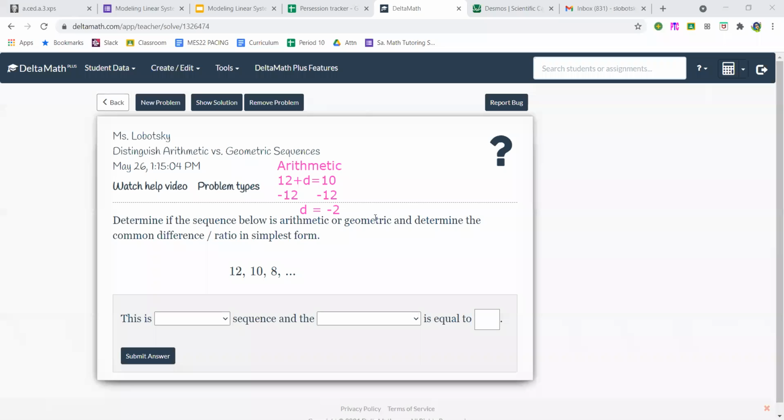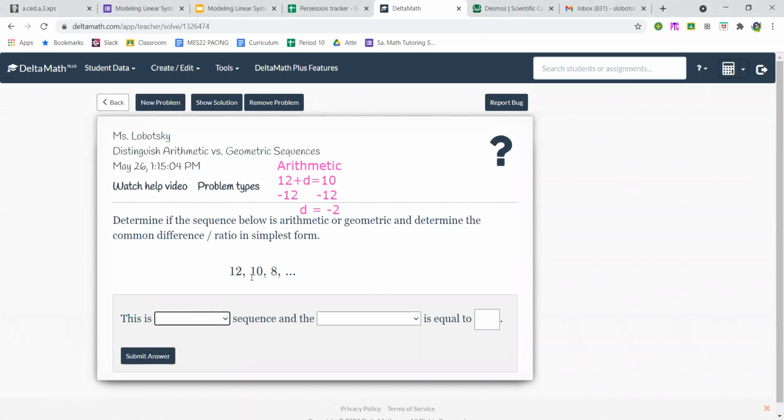So now that I know my common difference, I'm going to pull from my notebook, because I've written this formula down, my, oh wait, I don't need to do that yet. Okay, so let's see what we need to do. Is this arithmetic or geometric? Well, let's check.